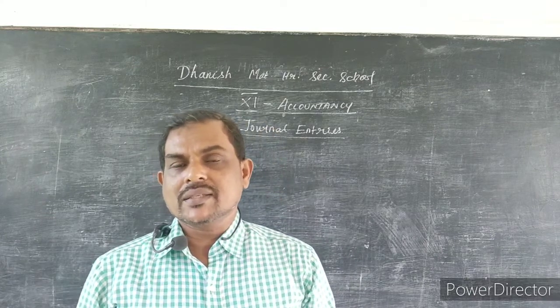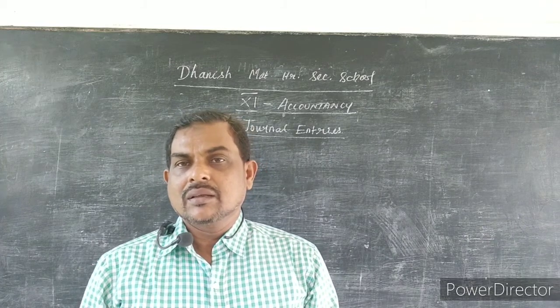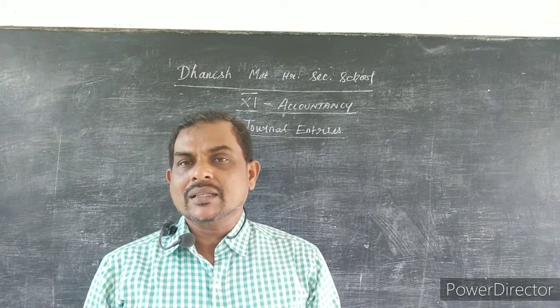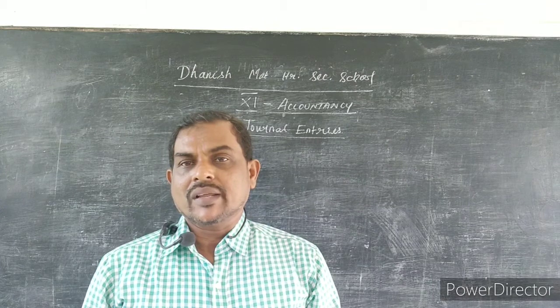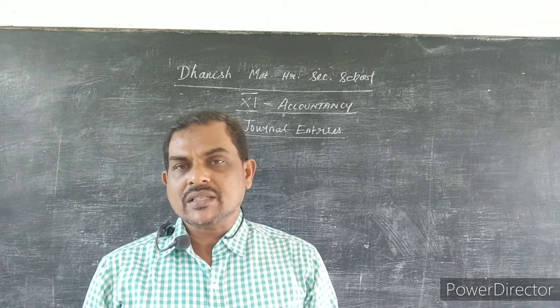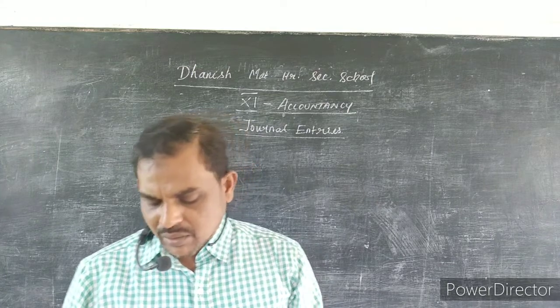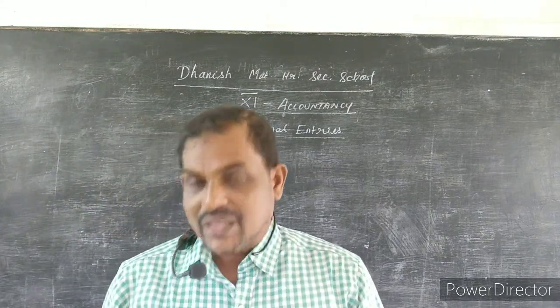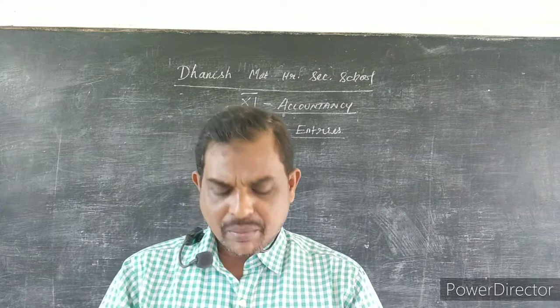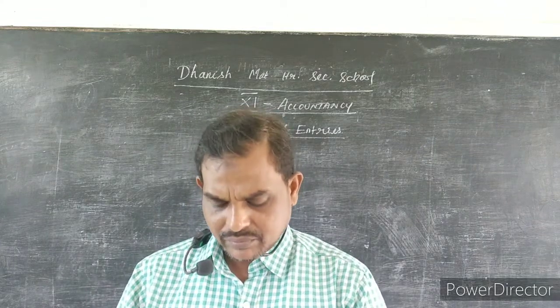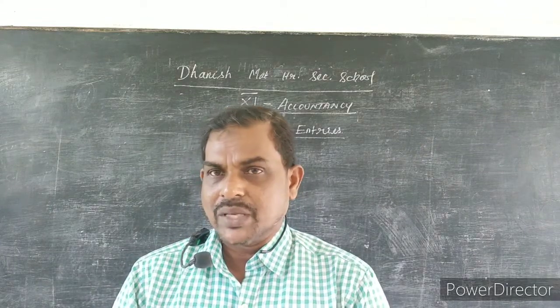Plus 1 Accountancy Lesson 3, Books of Prime Entry. Under the Books of Prime Entry, we have already seen the journal and how to prepare journal entries. From the same journal entries, I will teach you some more sums. Please take illustration 8, page number 51. Very important sum, please note it down.